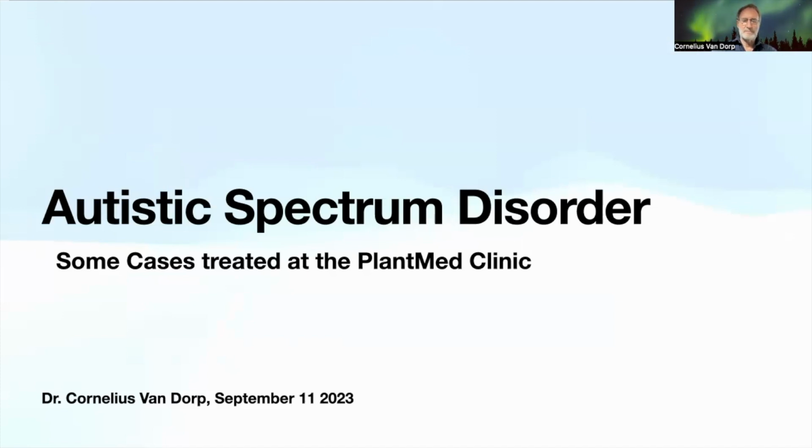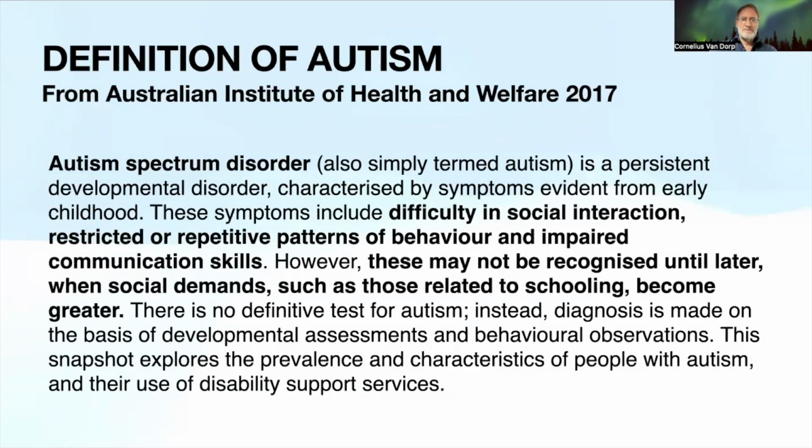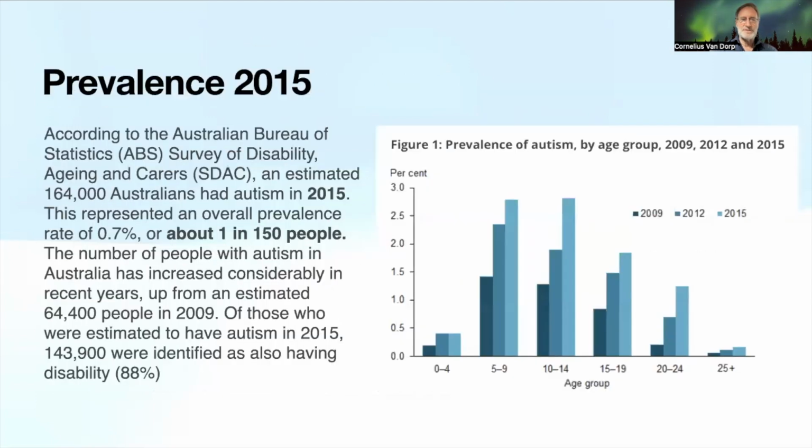Here we go. Right. So let's start with the definition of autism from Australian Institute of Health and Welfare 2017. Basically, the symptoms include difficulty in social interaction, restricted or repetitive patterns of behavior, and impaired communication skills. And these sometimes may not be recognized until later when they get under stress and go to school, etc.